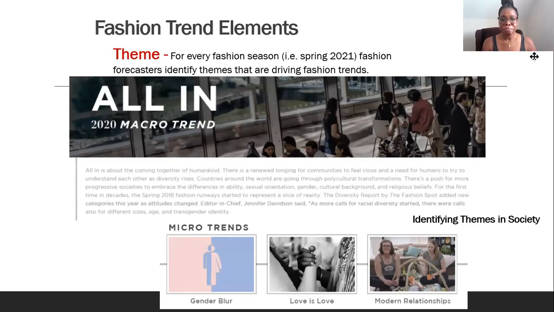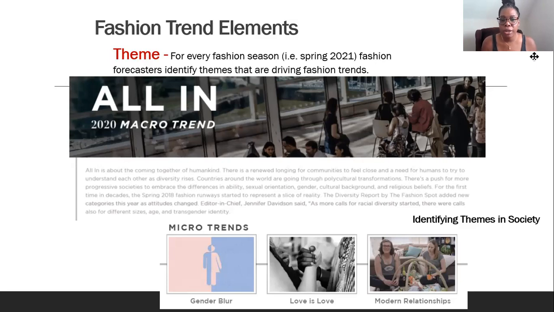All right. And then as part of the macro trend, they broke it down into segments. Look at that. Micro trends, little breakaways from the all in. Well, we want to live together, everyone, as one world, humankind, human race. We're all human beings. All right. And then there's small segments that they broke down into micro trends. The gender blur.